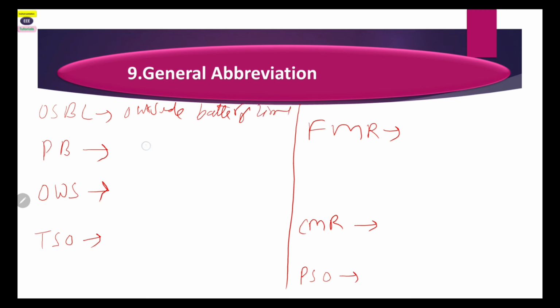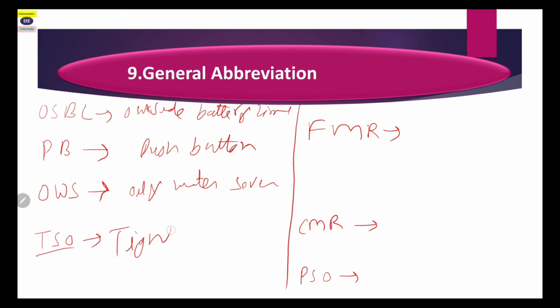PB is push button, generally used to stop a valve or any pump. And this is the oily water sewer. TSO is tight shut off, which is generally used for control valves where we require tight shut off so that any passing problem may not occur.